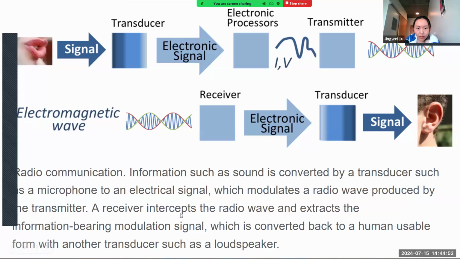So here a receiver intercepts the radio wave, right? The receiver here will intercept the radio wave and extract the information-bearing modulation signal, which is converted back to a human usable form with another transducer, such as a loudspeaker. So this is the process of radio communication.